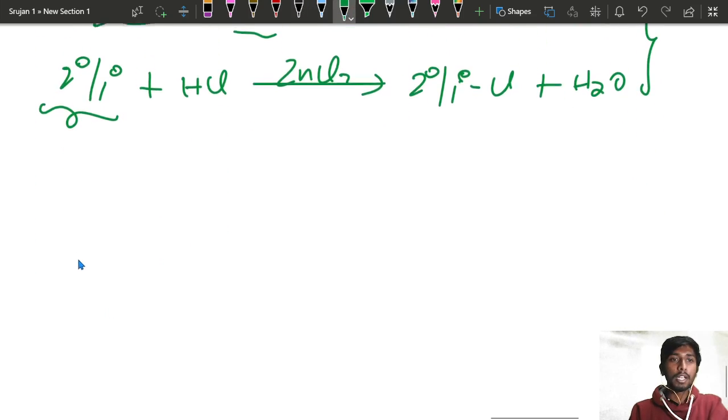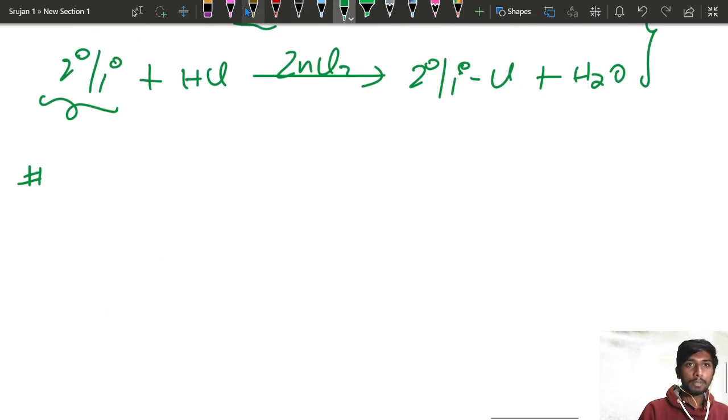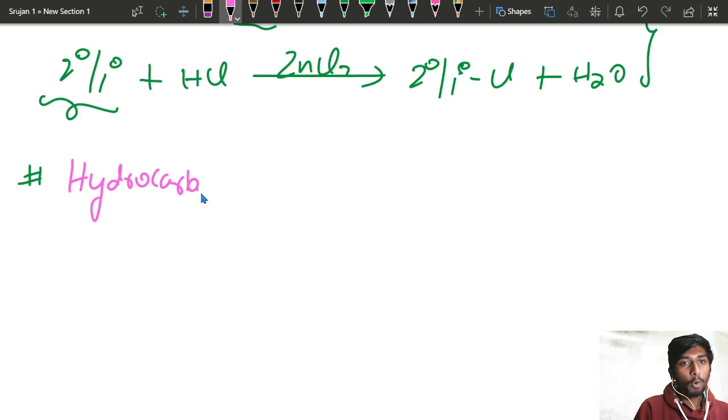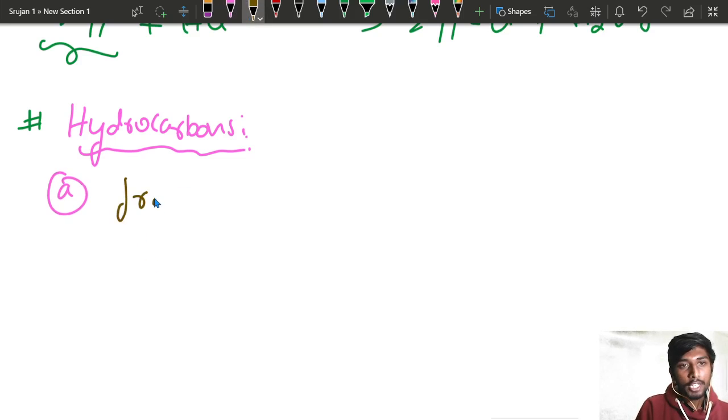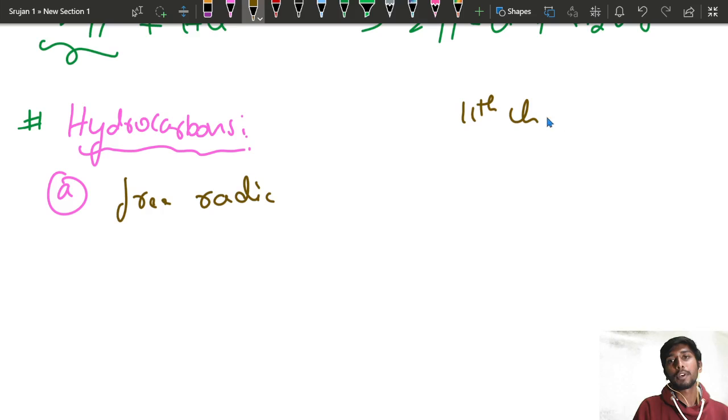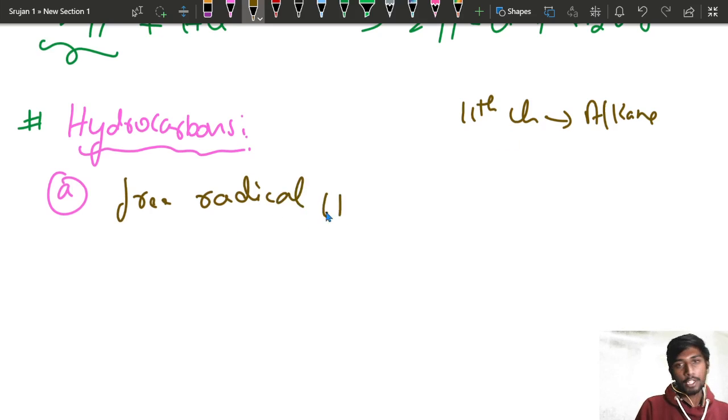Okay, next preparation is with hydrocarbons. In this you are first studying free radical halogenation in your 11th chapter, where you do hydrocarbons. In that you studied in alkanes the halogenation reaction. That is what this is, both are the same. So, free radical halogenation.